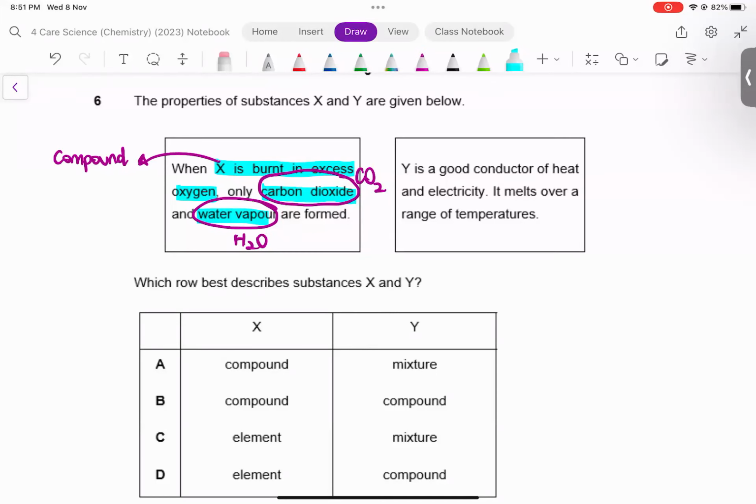Next, Y. It melts over a range of temperatures. This tells you Y is a mixture. Because if it melts over a range of temperatures, it's impure. So remember, how do you tell if something is impure or pure? Is to look at the melting and boiling point. So you will arrive at the answer A. X is a compound, Y is a mixture.